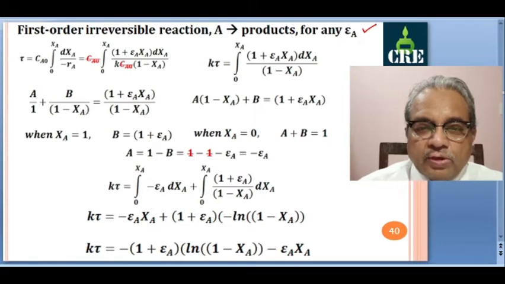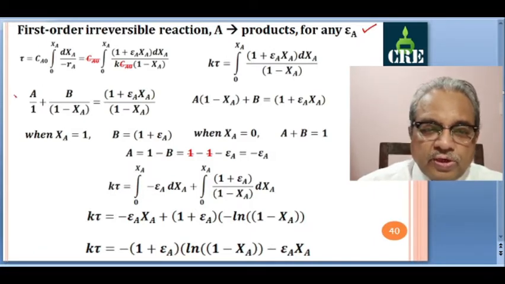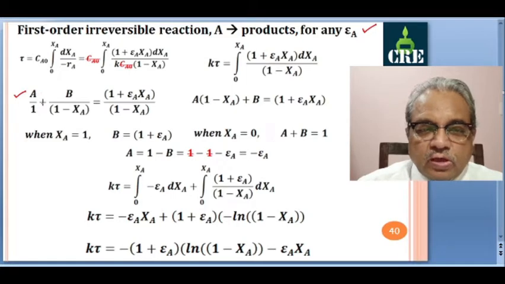So when we transfer this k on this side, k tau can be written as integral 0 to xa (1 plus epsilon A xa) into dxa divided by (1 minus xa). To solve this, we'll separate into partial fractions: A by 1 plus B by (1 minus xa) is equal to this side. So when I solve this, A into (1 minus xa) plus B is equal to 1 plus epsilon A xa.